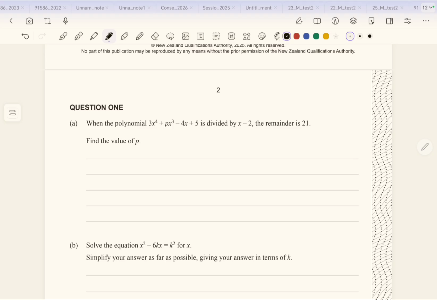For question 1a, we're asked, when the polynomial 3x to the 4 plus px cubed minus 4x plus 5 is divided by x minus 2, the remainder is 21. Find the value of p. So let's first write down the polynomial first.